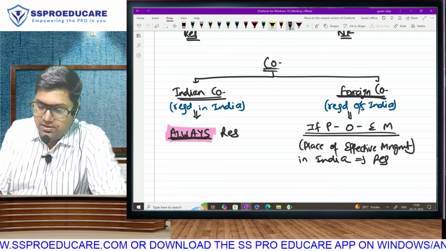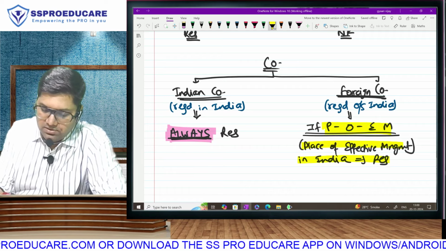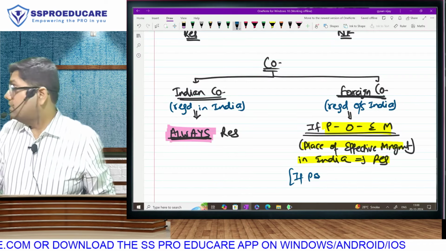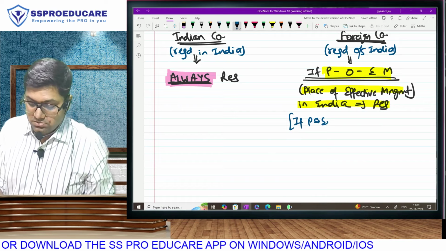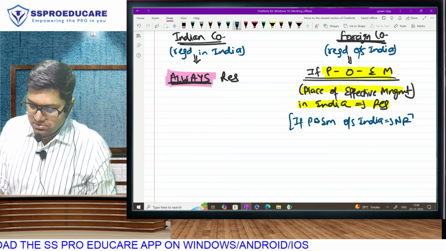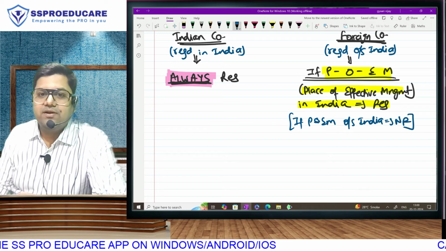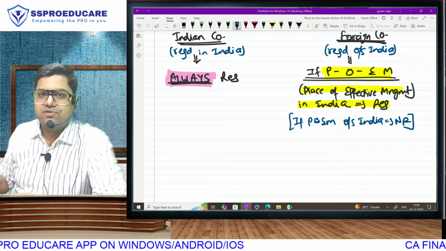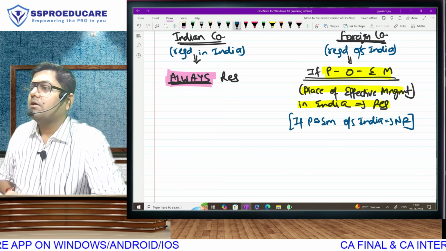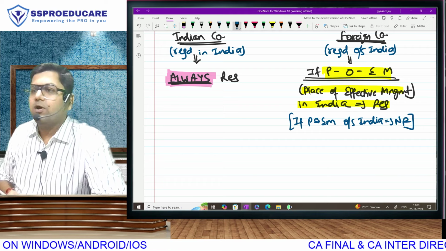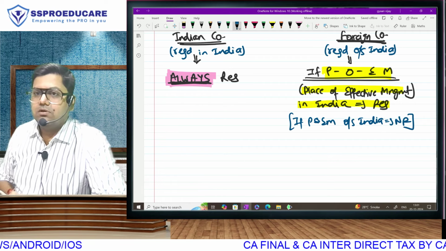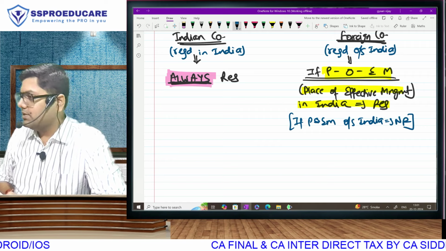POEM has to be in India. That means if your POEM is outside India, it will be considered as non-resident. If your POEM is in India, it is going to be considered as resident. If the POEM is outside India, it will be considered as non-resident. That means an Indian company is always resident, but for a foreign company you will go and check the place of effective management. POEM in India, or POEM outside India. Are you clear about this?